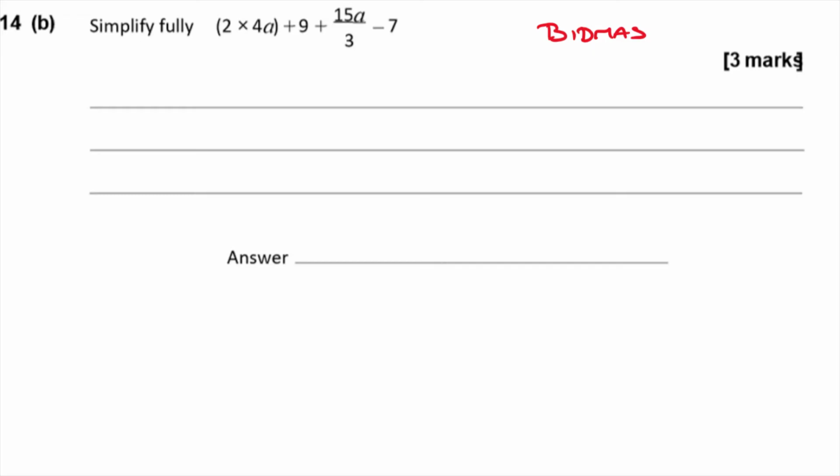Okay, first up, brackets. Let's deal with that. That's this bit here, isn't it? So 2 times 4a, 2 lots of 4a is 8a. So I'm just going to do that bit, and I'm going to leave everything else unchanged for now.